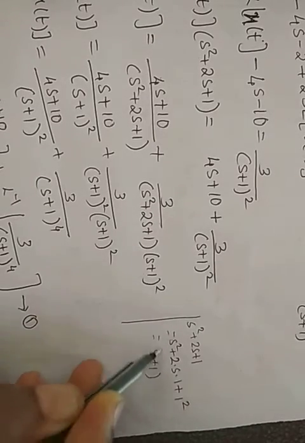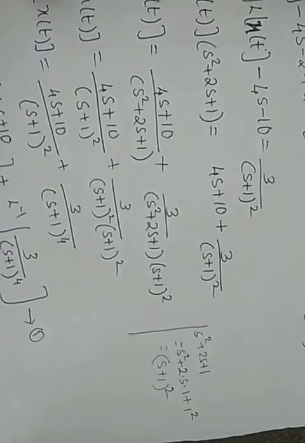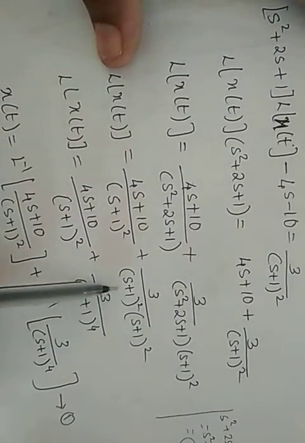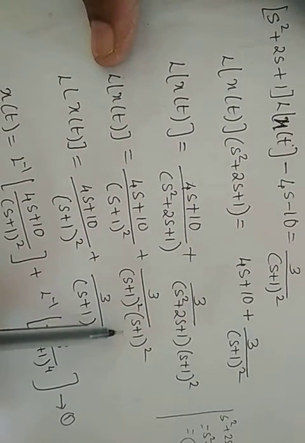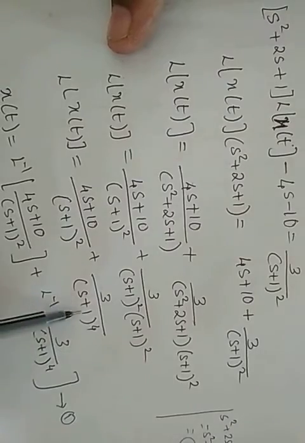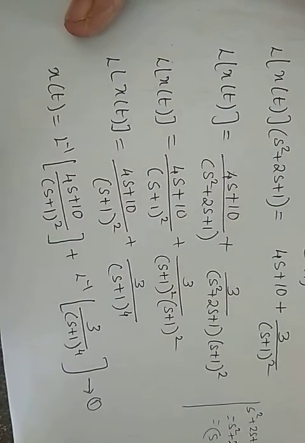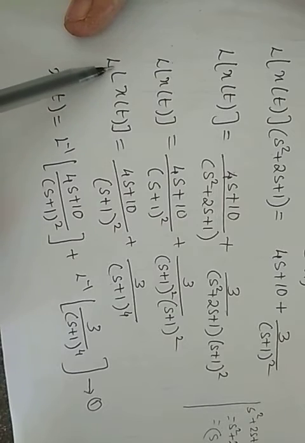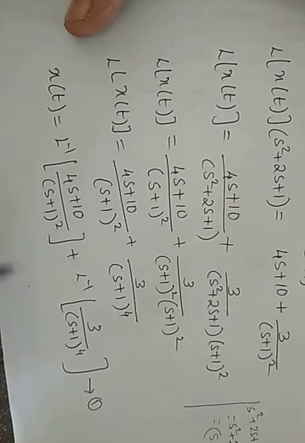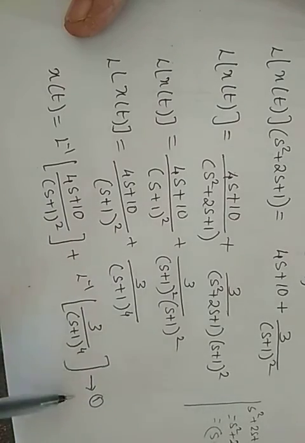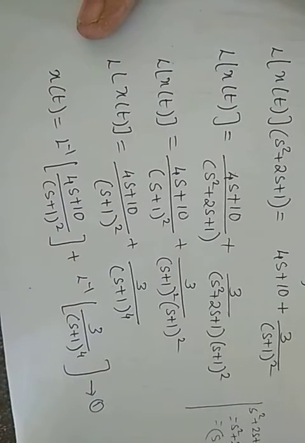So this becomes (s plus 1) the whole square. Here (s plus 1) the whole square into (s plus 1) the whole square will become (s plus 1) raised to 4. This will remain as it is. So hence, taking the L operator to this side, it will become L inverse. So L inverse of this quantity plus L inverse of this quantity. I'll mark it as equation number 1.